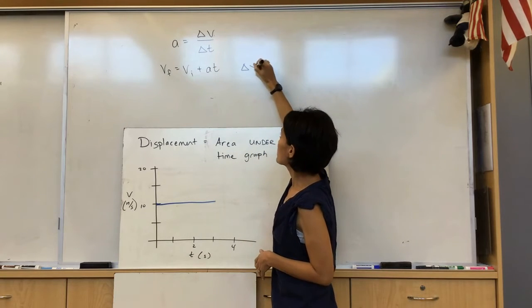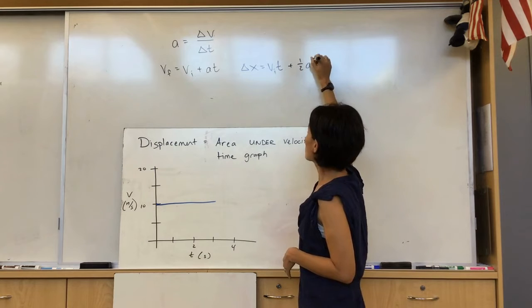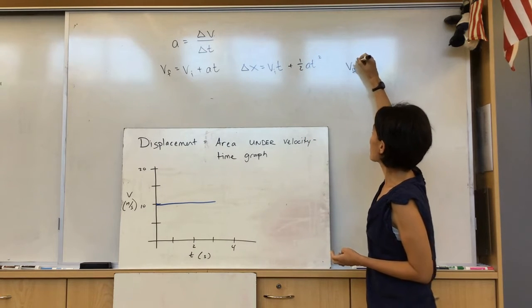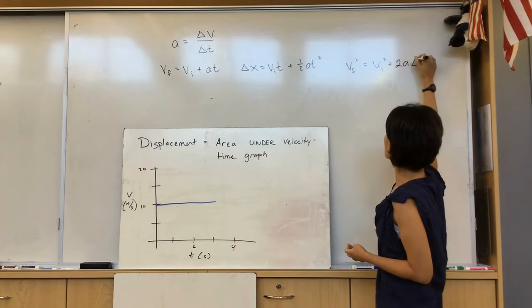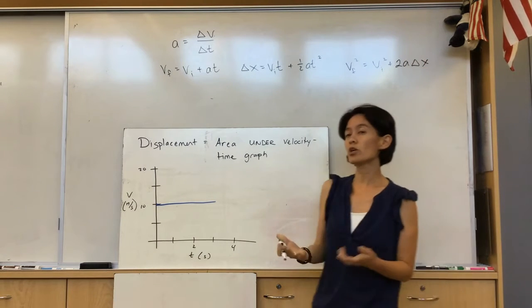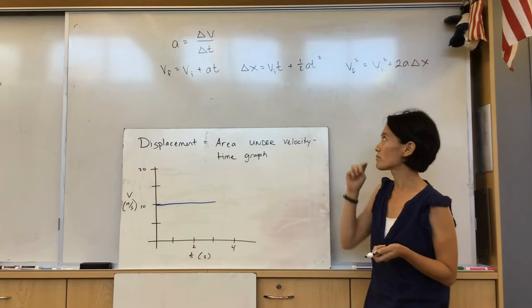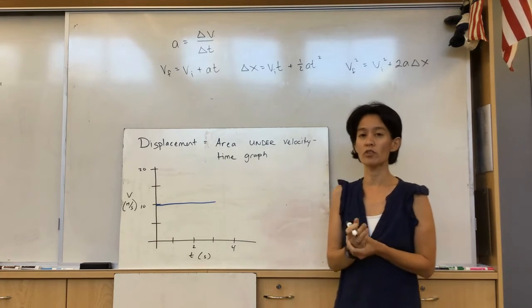Then there's our second equation, delta x equals V initial t plus 1/2 AT squared. And then the third equation, V final squared equals V initial squared plus 2A delta x. So we're going to go through and derive how we found the second equation and the third equation. The second equation actually comes from looking at our velocity time graphs.